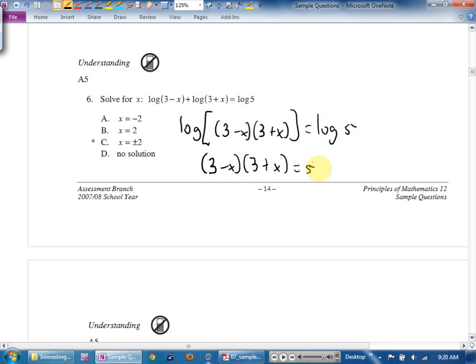Ari, now what would I do? Multiply it out. I'd get a quadratic, make it equal to 0. Oh, what can't I take the log of? Negative, so you'd have to see if you did get an extraneous root, right?